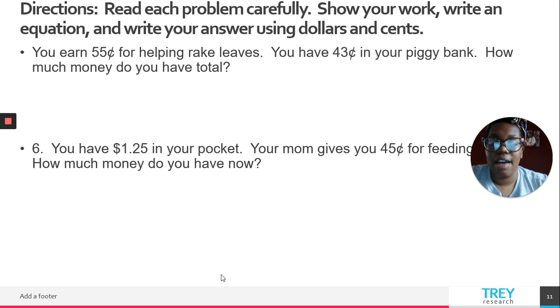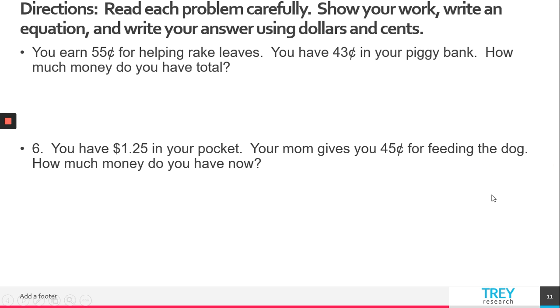So here you earned 55 cents for raking leaves. So your directions are to read the problem carefully, show your work, and write an equation, and write your answer using dollars or cents. So first question. Now this is the one I want you to do. I'm going to erase my face. This is the one I want you to do on your own. I'm going to read you the question. You earned 55 cents for helping rake leaves. You have 43 cents in your piggy bank. How much money do you have total?